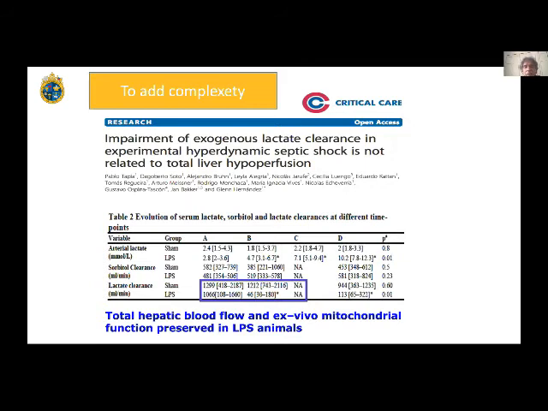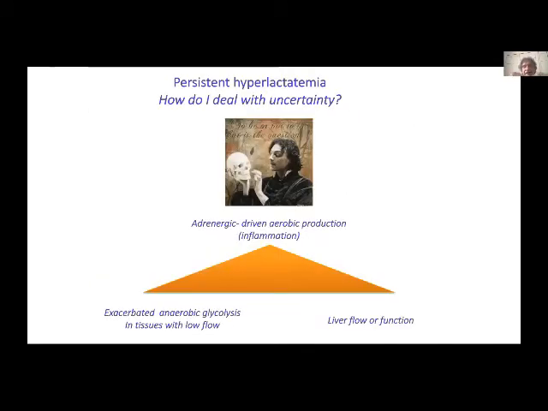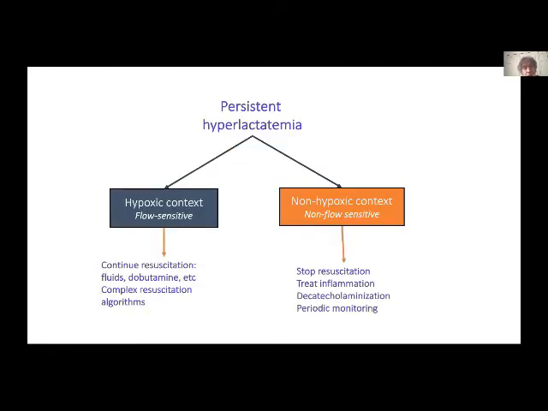But in other words, a persistent hyperlactatemia can be caused, of course, by residual and persistent hypoperfusion at some tissue level, but also by a strong adrenergic response at the muscle level, and also by abnormalities in liver flow or function. And this is quite important to try to establish the predominant cause of this hyperlactatemia, because if you consider that it is more hypoxia related, you should continue resuscitation, give fluid, dobutamine, and so on. But if not, you will induce harm if this is not related to hypoxia, and you should stop resuscitation.